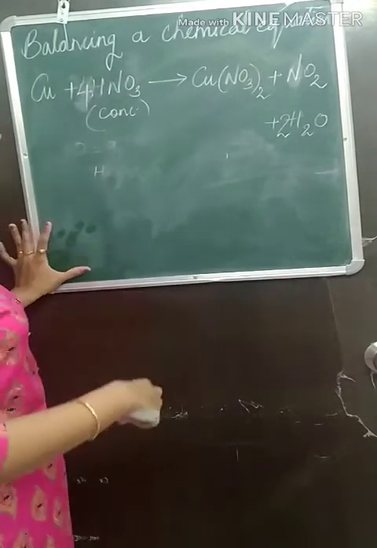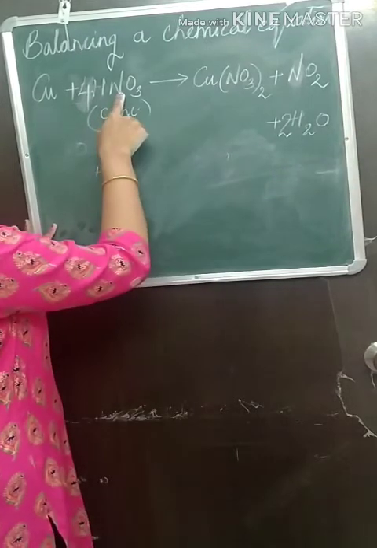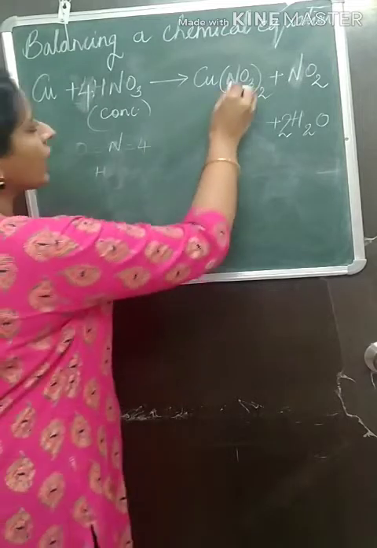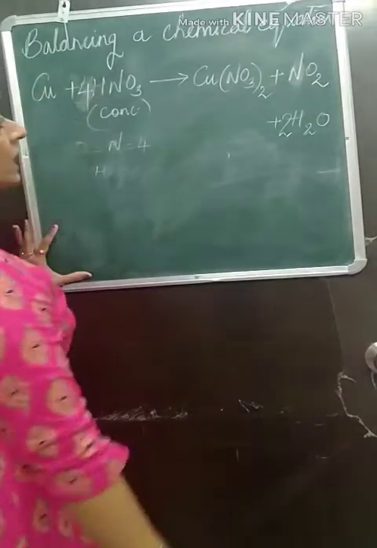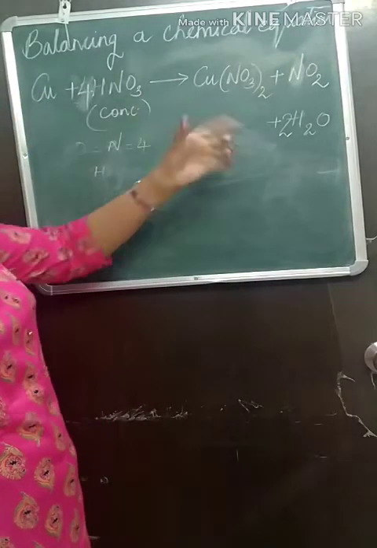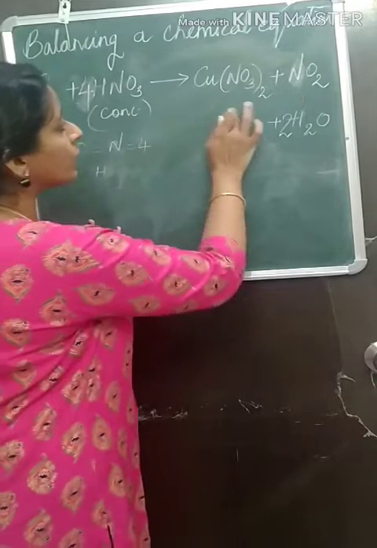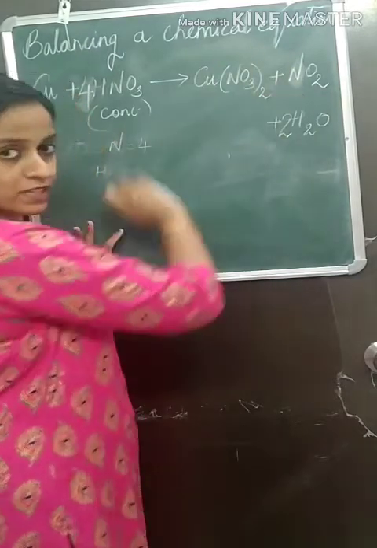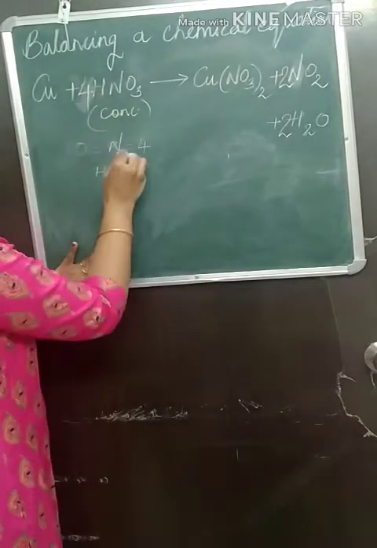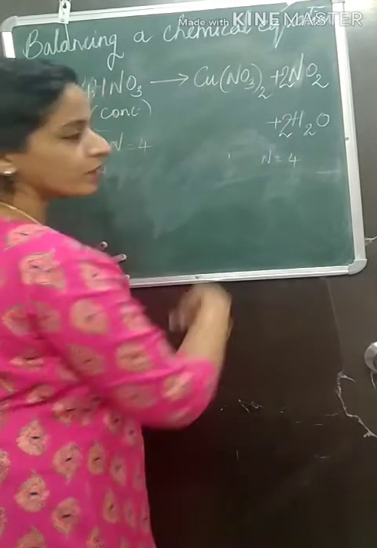Again start with metal. Metal, 1 copper, 1 copper. Non-metal, nitrogen, here we have 4 nitrogen. Here we have 2 plus 1, 3 nitrogen. So nitrogen became a problem. So we need 4 nitrogen. I told you not to touch the complex compound, so we will put a 2 here. So here we have 4 nitrogen, 2 plus 2. Nitrogen also became 4.